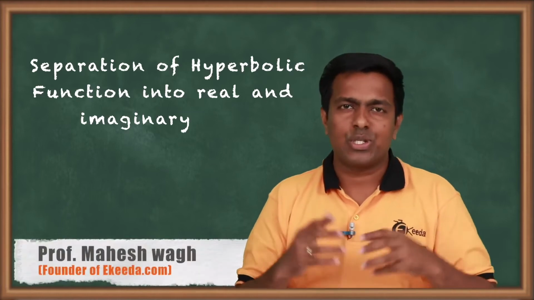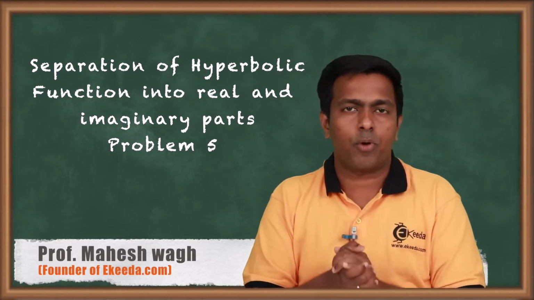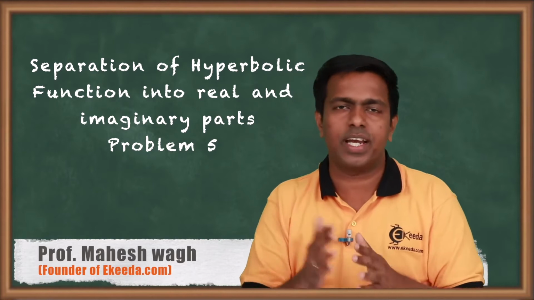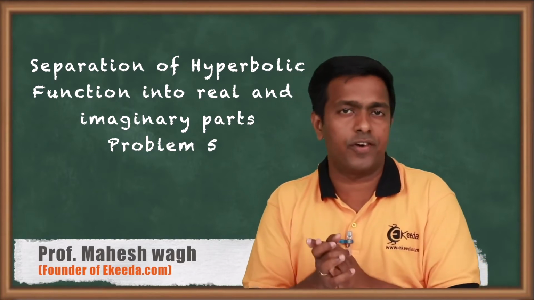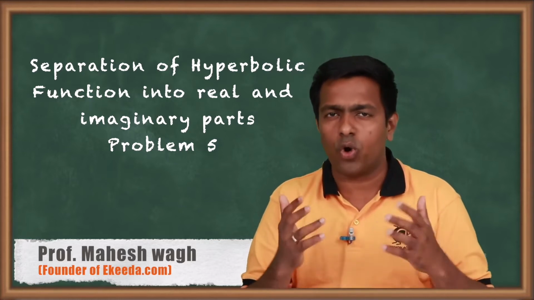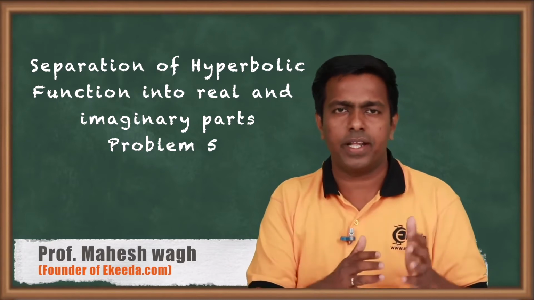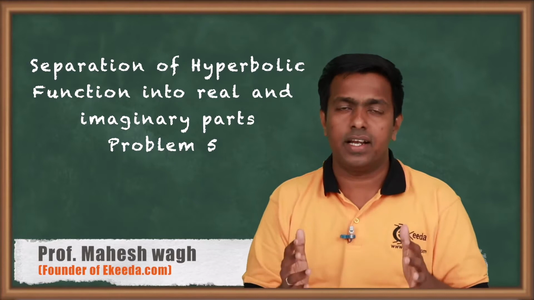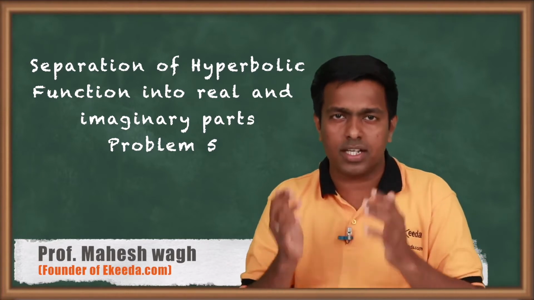Hello students, so after completing the fourth problem, let's start with the next problem. That is a problem on separation of given hyperbolic function into real and imaginary part. So here we have a given hyperbolic function and we have to find out the conjugate and then we have to prove the given result with the help of separating that number into real and imaginary part. So let's observe this problem carefully, because then only you will be able to solve such type of numericals in the exam.